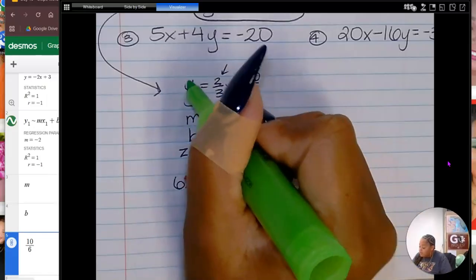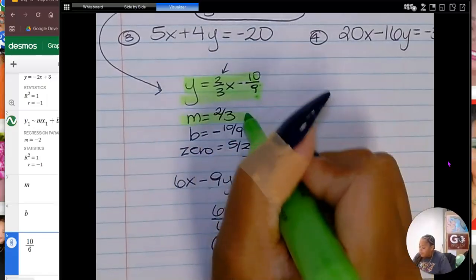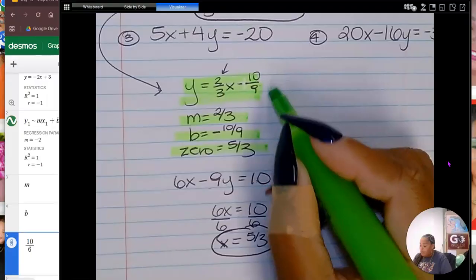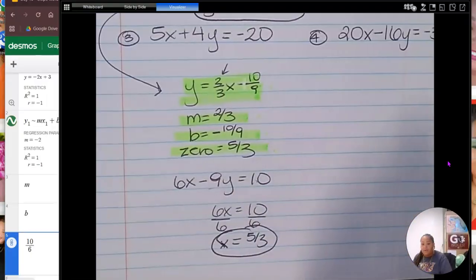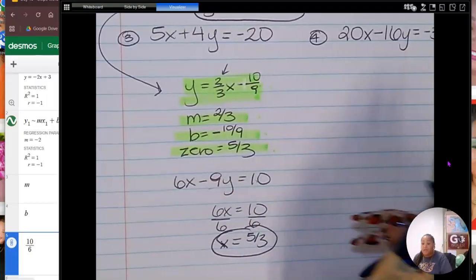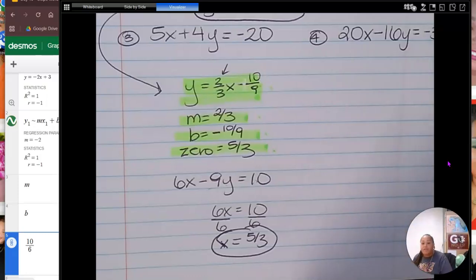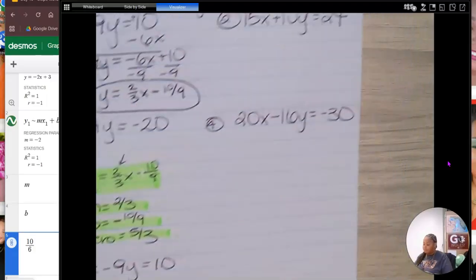There I have found all 4 parts that I want. I've got my y equals mx plus b, my m, my b, and my 0. 1, 2, 3, 4 things that I need to know how to do there that I'm going to be responsible for doing not only on your CFA, but on your major grade test next week. Let's jump to this next problem.